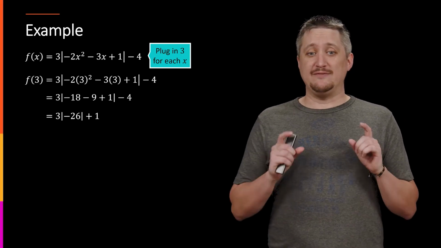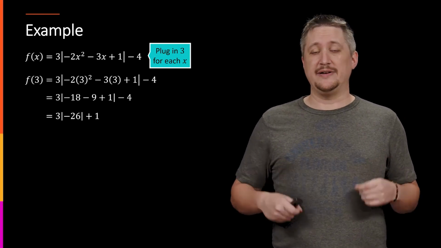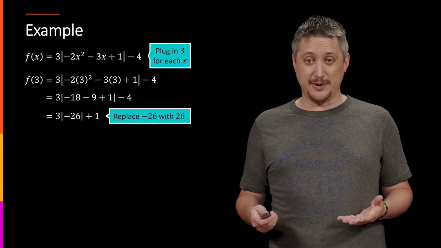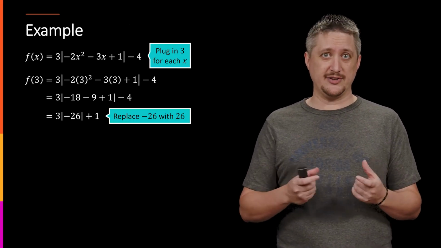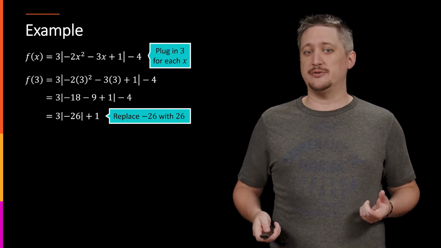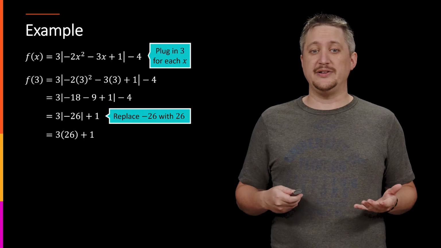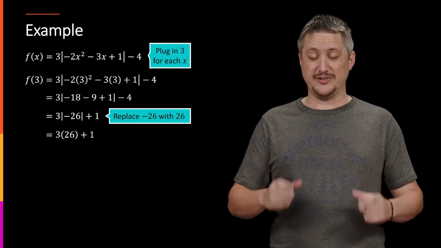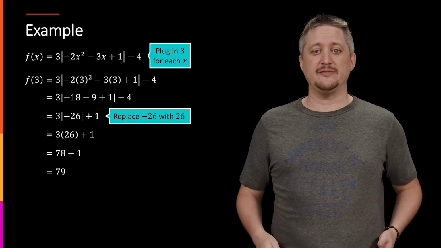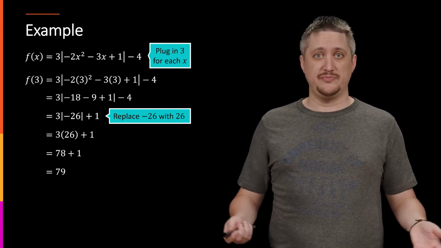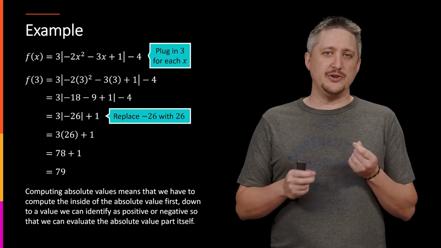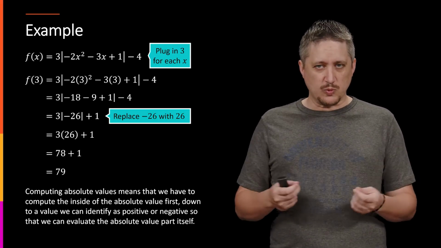But now that I have just the absolute value of a number, I can look at it and ask, what does absolute value do? It makes that negative positive. So I would replace the negative 26 with positive 26 and turn those absolute value bars into parentheses. So now I have 3 times, now parentheses, 26 plus 1. And this I can compute. So 3 times 26 is 78, plus 1 is 79. There's my answer.